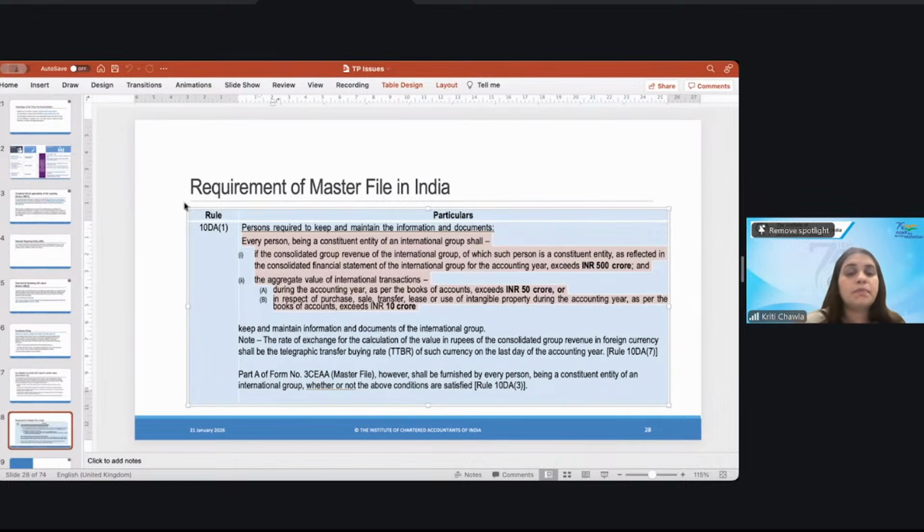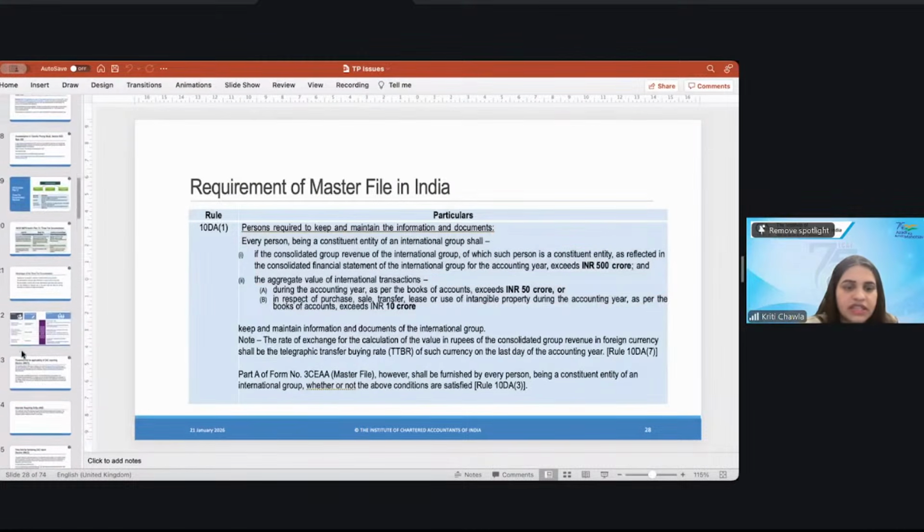So there is an 'and' here, and there is an 'or' here. Both these conditions should be satisfied, but in terms of these A and B, only one condition can be satisfied. If this threshold is met, then you will have to fill up Part B also of the master file. So that is what is provided in terms of the master file in India.